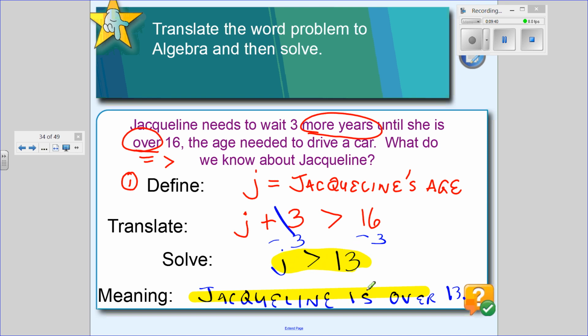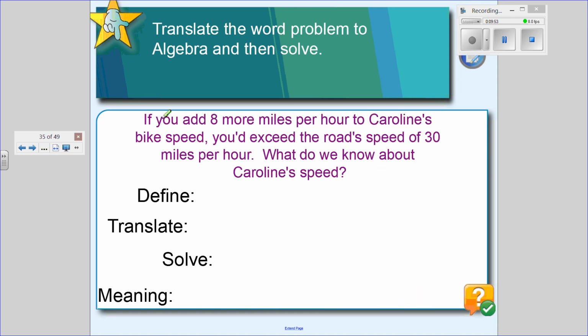Unlike an equation where it says definitively is, this time it's an inequality, right? So what do I know about Jacqueline's age? I know that she is over 13. Not equal to 13, but over 13 years of age. Hopefully that makes a little more sense. Let's go on to another one.